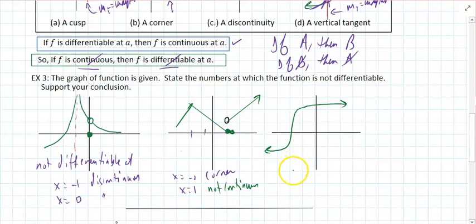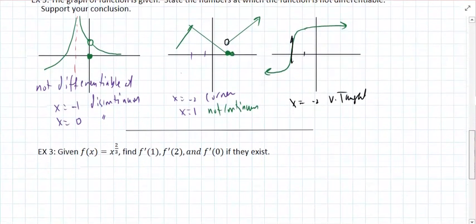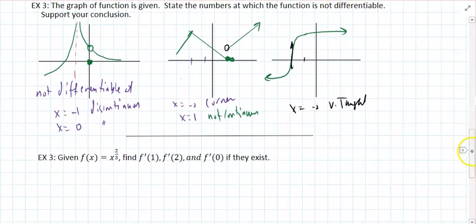And here it's kind of hard to see x equal -2 because you have a vertical tangent. Kind of like right there. So, eyeballing this does help a lot.